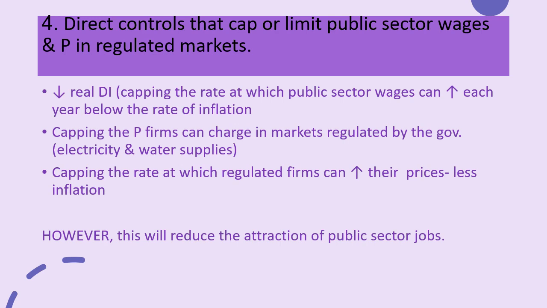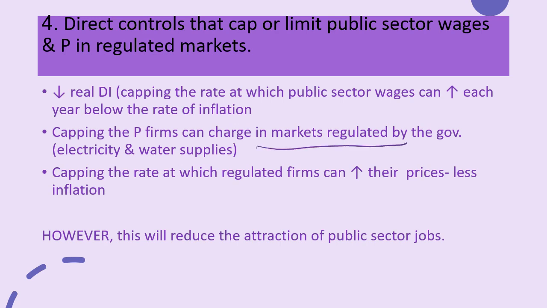And finally, this is what I want to explain. It is the direct controls that limit the public sector wages. So, for example, the government would decrease the real disposable income of workers working in the public sector. When I have less income, it means I will be demanding less. When I am demanding less, companies, on the other hand, will have a surplus and will be forced to decrease their prices.